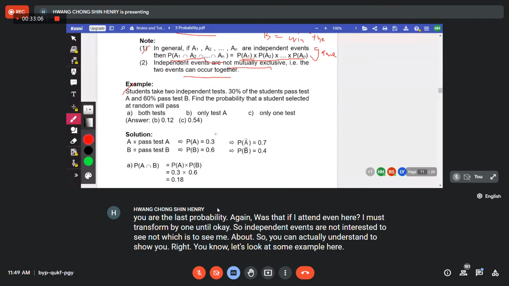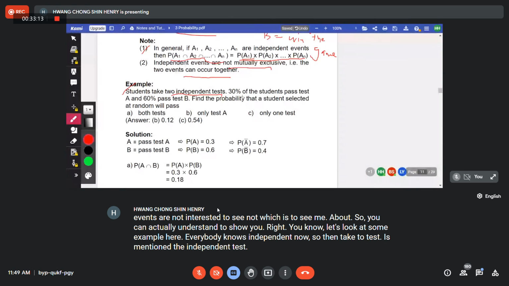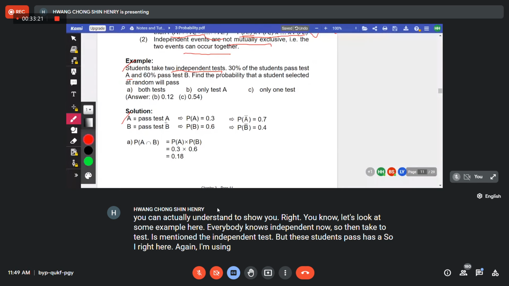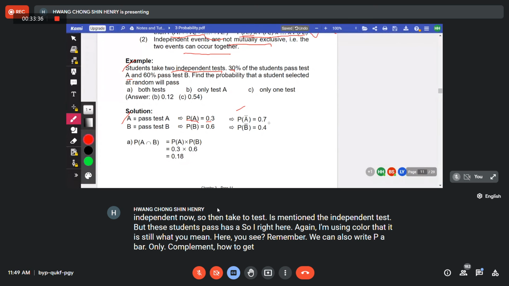Now let's look at some examples. I hope everyone knows what independent is now. A student takes 2 tests. It's mentioned the tests are independent. 30% of students pass test A. Let A be the student passes test A. So the probability of A is 0.3. We can also write P(A bar). Remember what A bar is? Complement. How to get 0.7? 1 minus 0.3. Remember the complement rule?